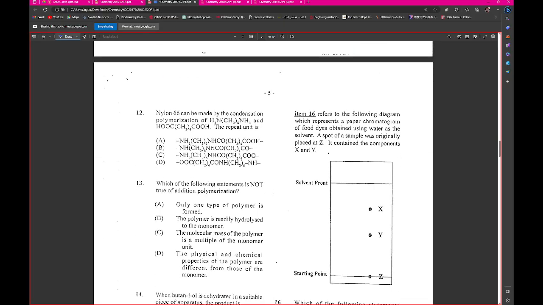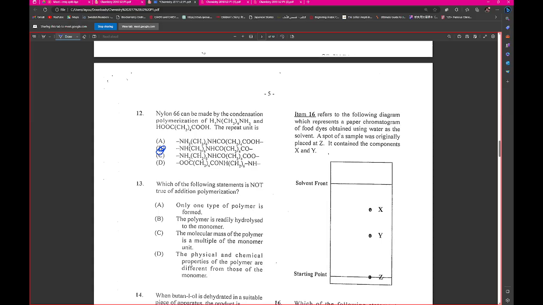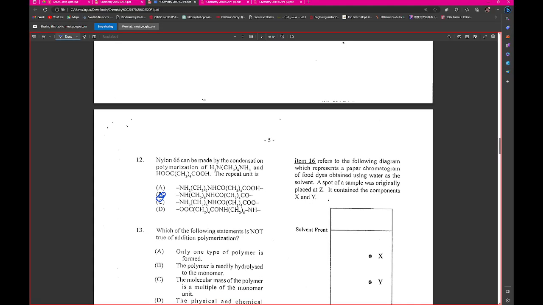12. Nylon 6,6 can be made by the condensation polymerization of these 2 substituents. The repeating unit is? B. As in? Boy. Okay, I asked you guys to say 'as in' just to make sure, because when you say it, I'm not too sure whether you're talking about B or C, or it sounds really the same to me. Alright, so we have that.